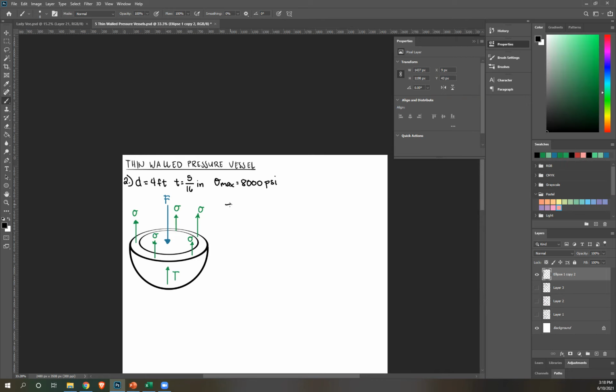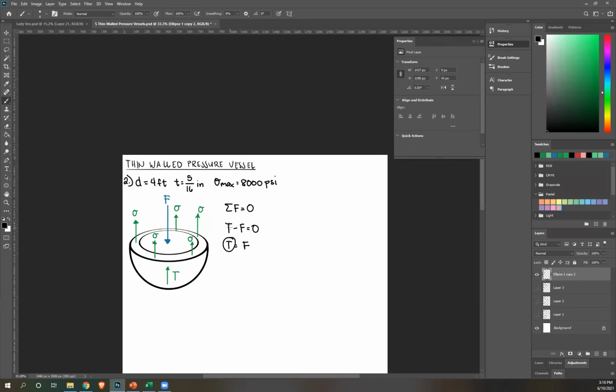Then we can use our equilibrium equations to create an equation out of it. Let's say summation of forces equals 0 because there should be an equilibrium. Your spherical tank is not moving. Therefore, if we take forces in y equals 0, we'll have positive T minus F equals 0. Since T is upward, F is downward. And then you'll see T equals F.